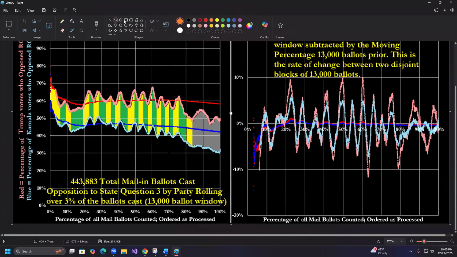443,000 mail-in ballots only. So there's no election day here. There's no early. We're just looking at the mail-in ballots only, in the order in which they appear in the cast vote record. So I have 443,000 rows in Excel, and it tells me two things: how they voted for president, and on the same ballot, how they voted on this proposition.